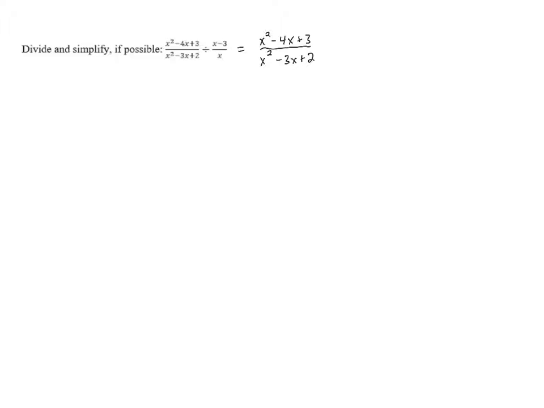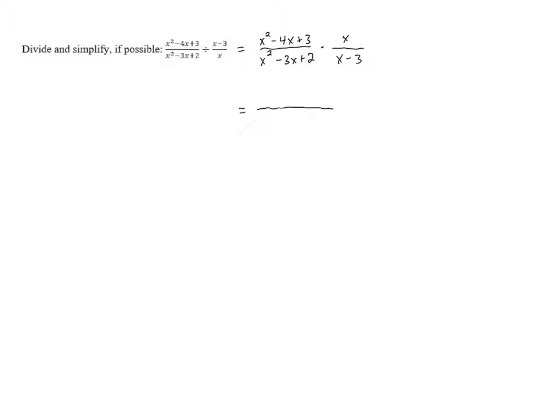So this is the same as x squared minus 4x plus 3 over x squared minus 3x plus 2 times x over x minus 3. If we take the reciprocal of the second fraction and change it to a multiplication, this is now just the same as the previous problems that we were looking at. So just like before, we need to factor all of the polynomials and look to see if anything cancels.